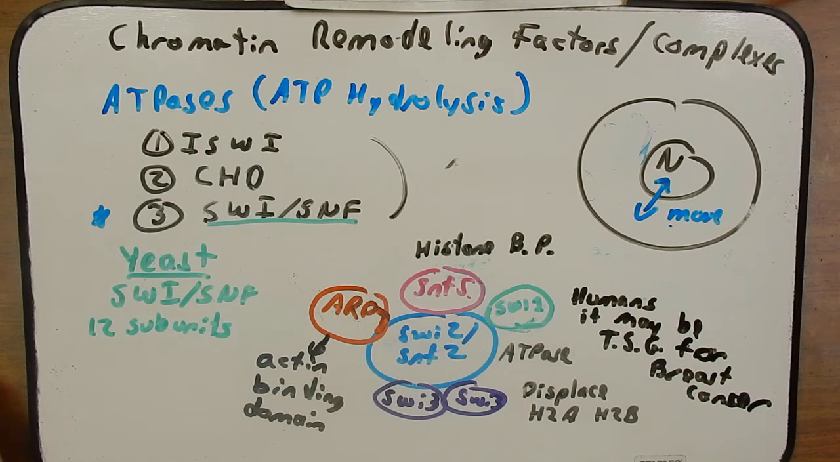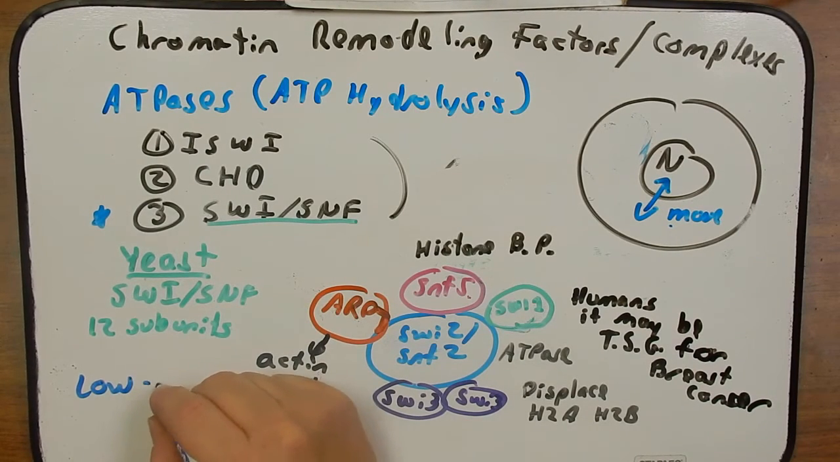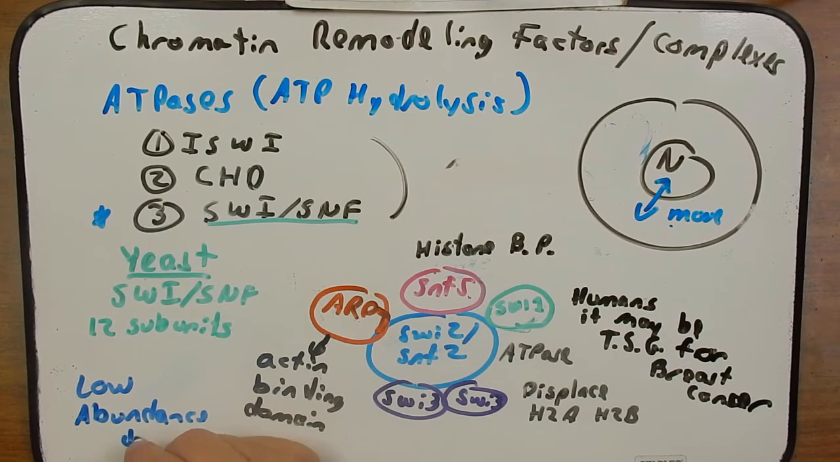Another thing I want to point out is the observation that the proteins in this complex in general are in low abundance. I'm going to write it down here. Low abundance. And what this suggests is that it's not a constitutive part of the chromatin. For instance, the histone proteins are in high abundance because they are a constitutive part of the chromatin. These chromatin remodeling factors are expressed at a very low level because they're not always needed.